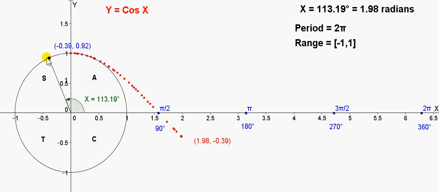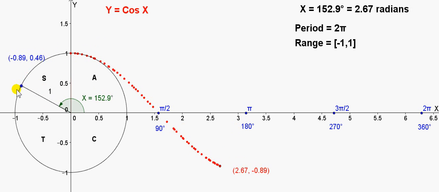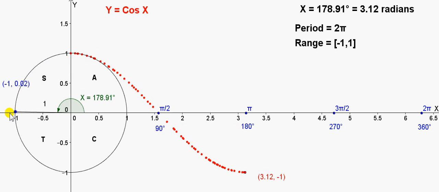Let's look at reflex angles. For angles between 90 degrees and 180 degrees, we can see that the cos function is negative, so the graph is going to be below the x-axis. Also, using the CAST rule, we're dealing with angles in the S quadrant. So in this quadrant, only the sine function is positive, which means that the cos function is negative. So the cos function is going to be negative for all values of x up to pi radians, or 180 degrees. Well, actually it's going to be negative into the T quadrant as well.